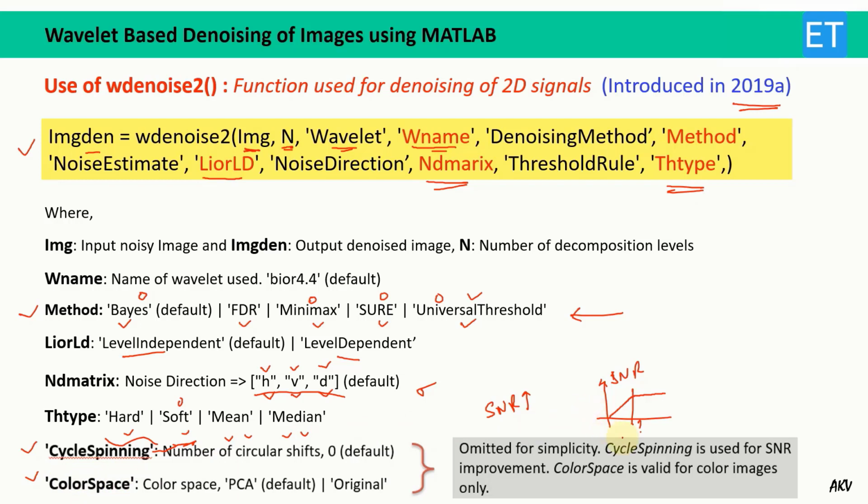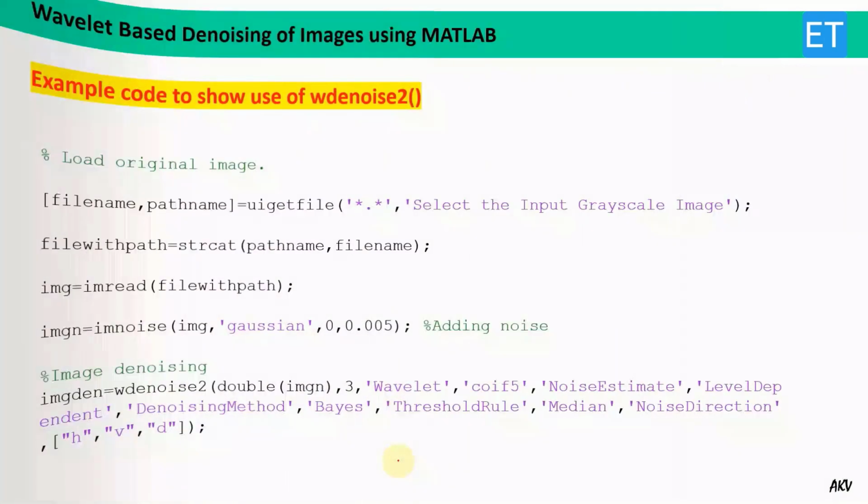This color space is used only for color images. If you are denoising color images, then you can use it. If you choose PCA as the default, that means your color image is first projected to the PCA space, it is denoised there, and then it is returned back to the original color space. But if you write original here, then there is no projection to the PCA space. Okay, so let me show you one example code.